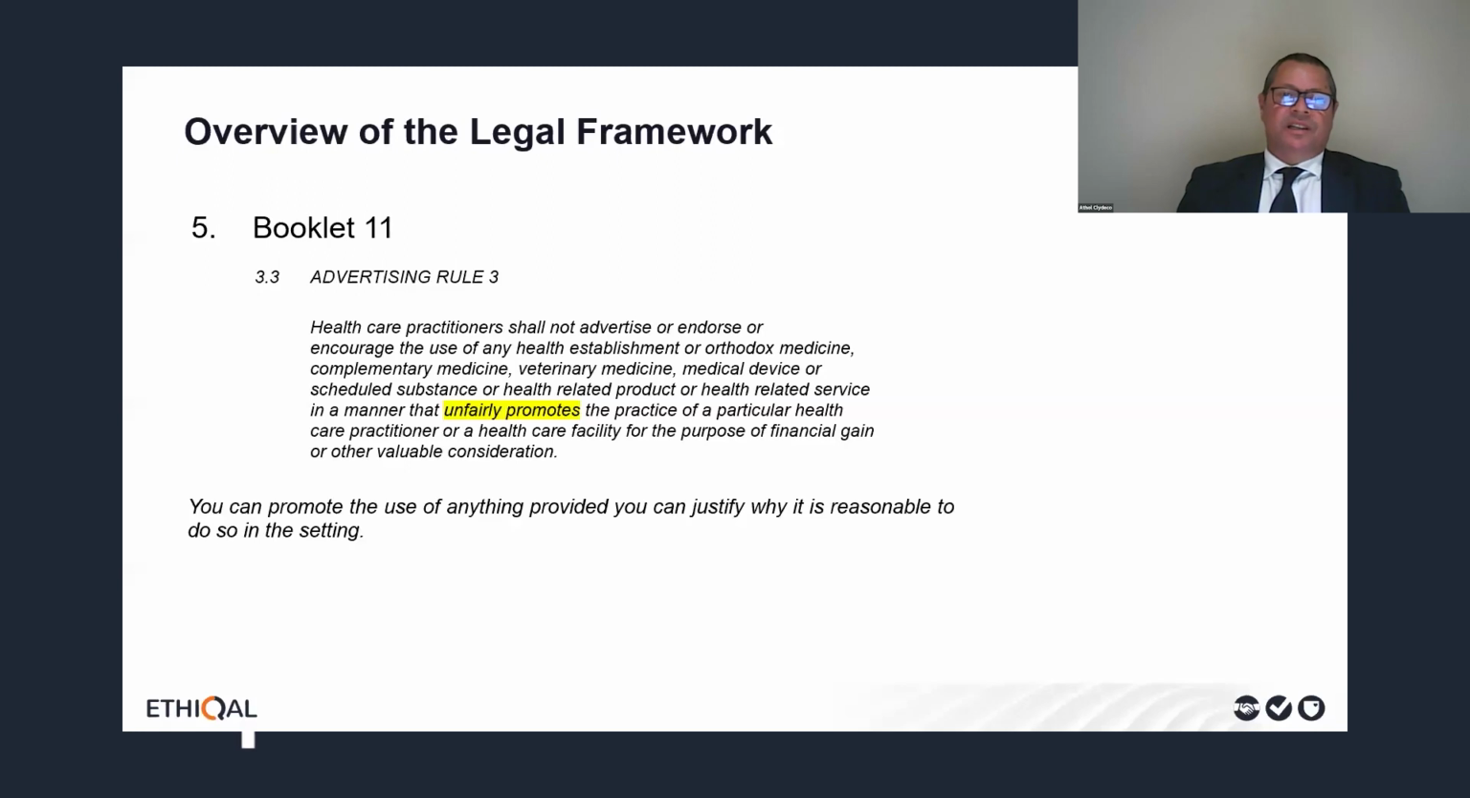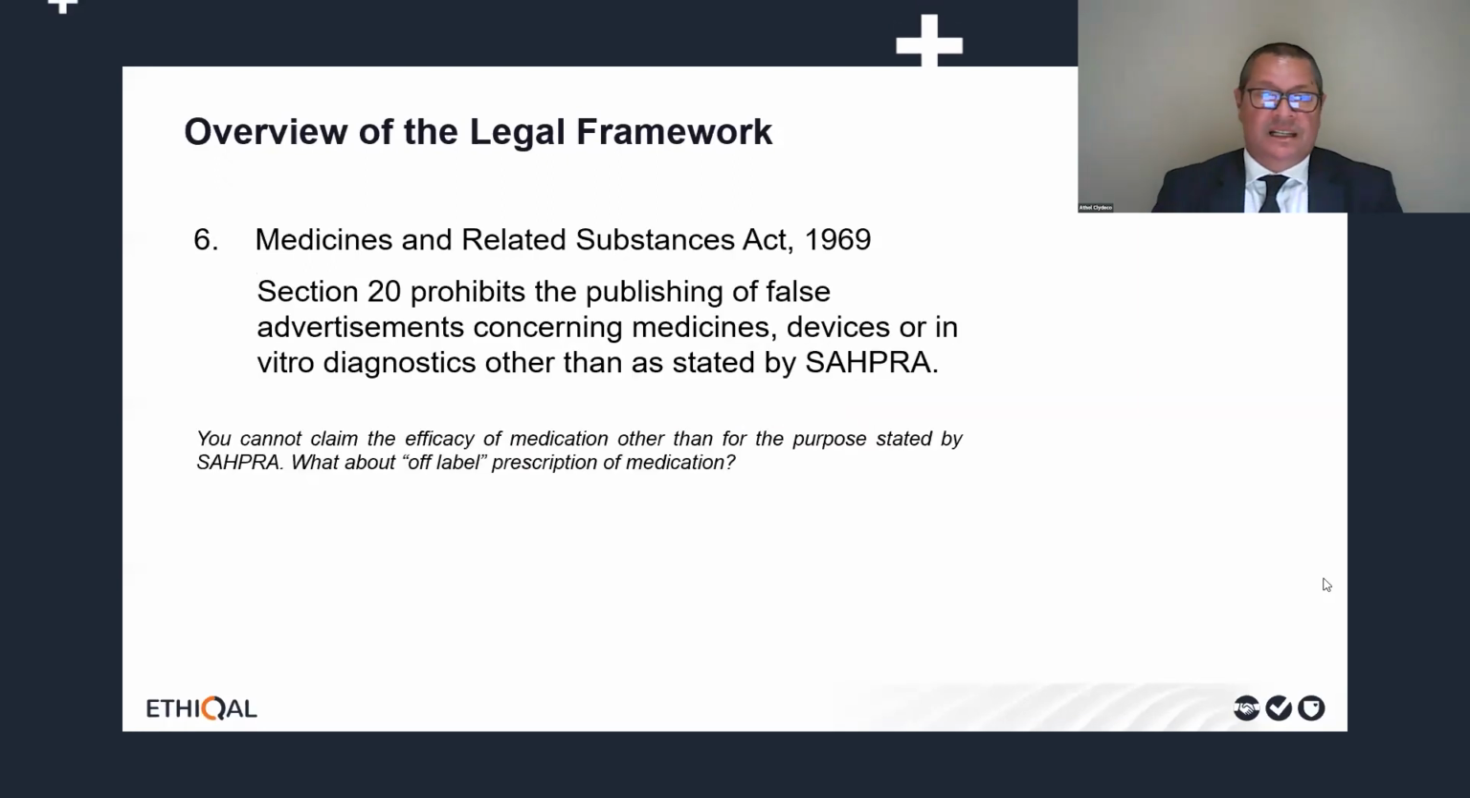You must not engage in that behavior. But the test here is unfairly promote. So again, returning to the principle of truthfulness and being able to prove what you claim. This means that you can promote the use of something, medicine for example, provided that you can justify that it is cost-effective and care appropriate for the patient in that particular setting. Okay, JP, thank you.